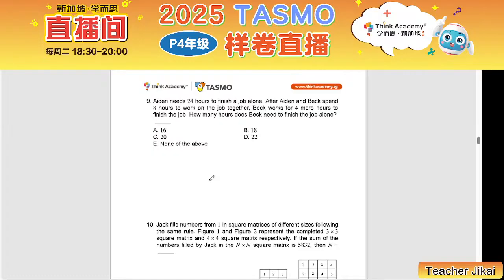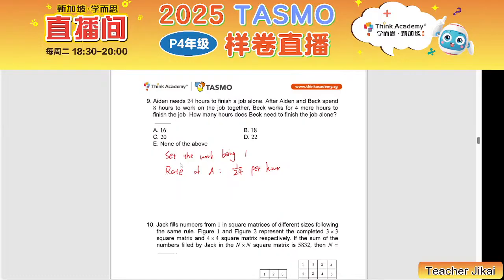After Aiden and Beck spent 8 hours working on a job together, Beck works 4 more hours to finish the job. How many hours did Beck need to finish the job alone? First, we set the work being 1. The rate of A: we know it takes 24 hours to finish the whole job, so it is 1 over 24 per hour.